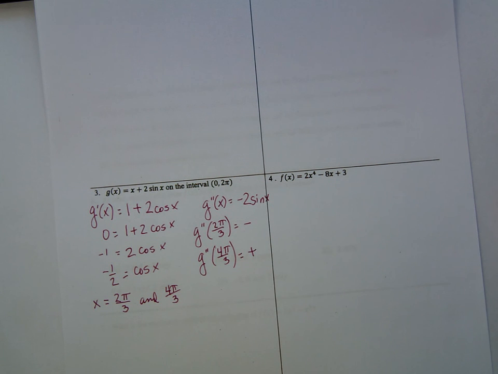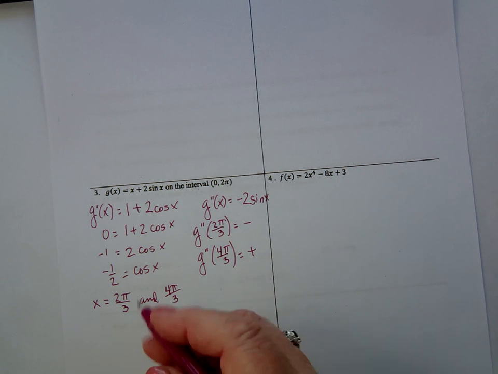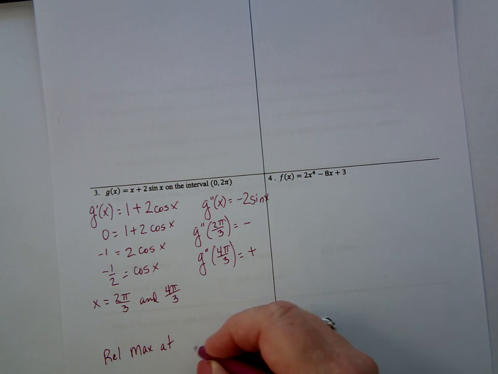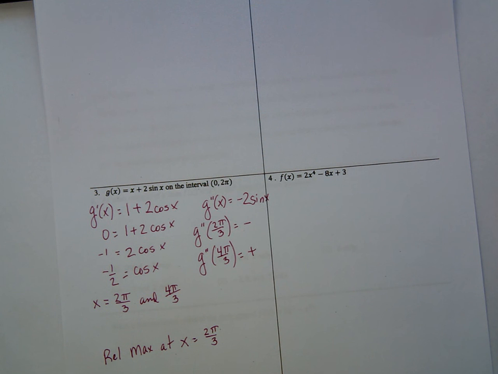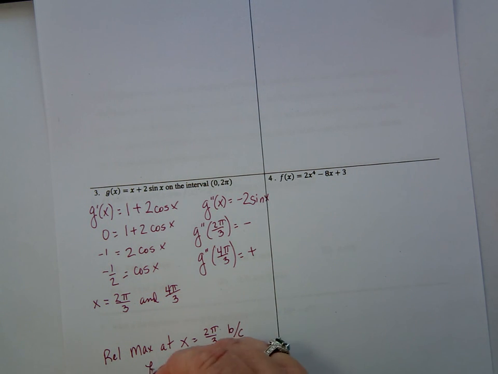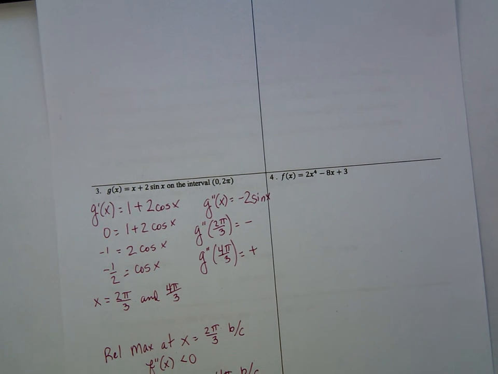And so the question says, find the relative extrema. If I'm negative, I'm concave down, so I have a maximum, a relative maximum, you can just say maximum, at x equals 2 pi over 3. If I have to give a justification, I would say because the second derivative is negative, or that it's concave down, and I would say I have a relative minimum at x equals 4 pi over 3 because my second derivative is positive. There it is.